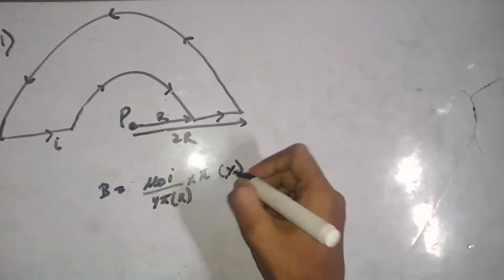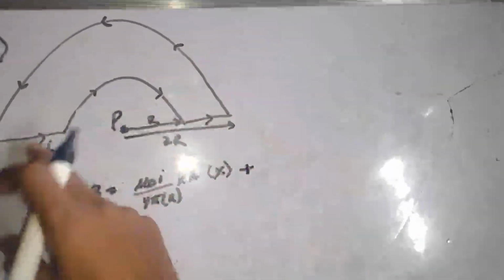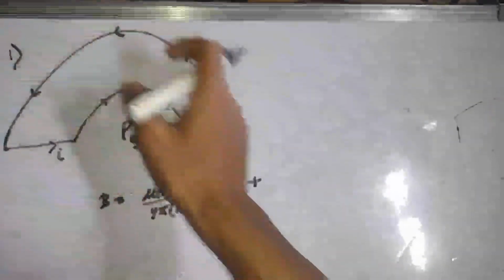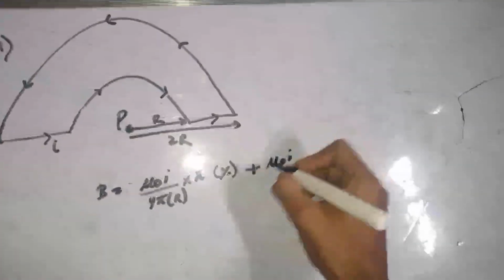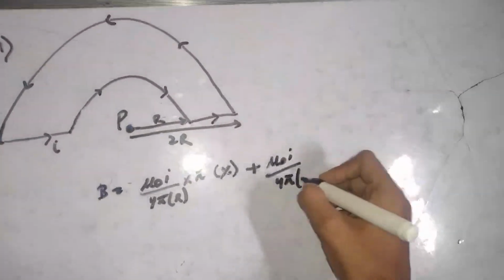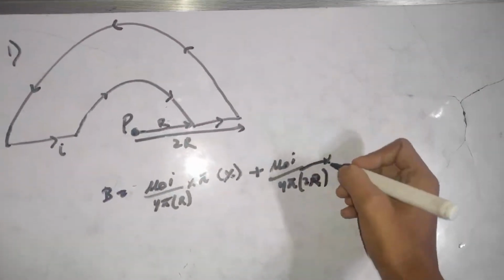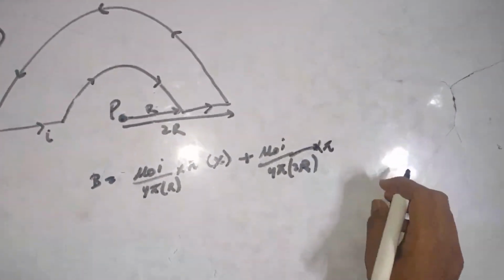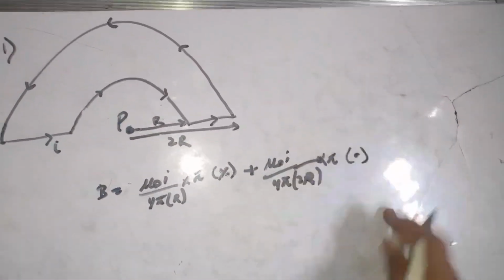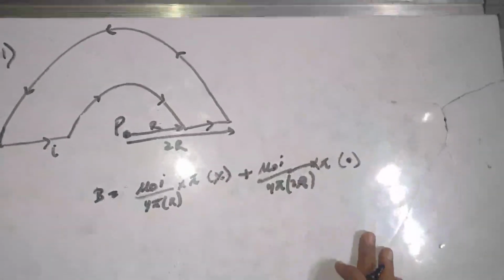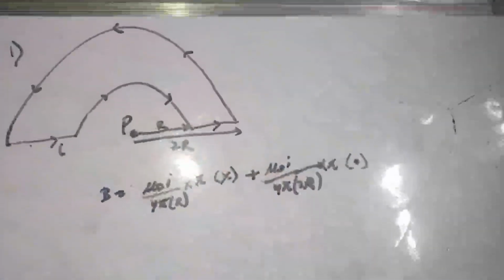So this magnetic field will be inside, plus magnetic field will be by this semicircle, mu naught I upon 4 pi, and radius is 2r, and the angle is pi, and this magnetic field will be outside the plane. And magnetic field because of these two lines, these two segments, will be 0.